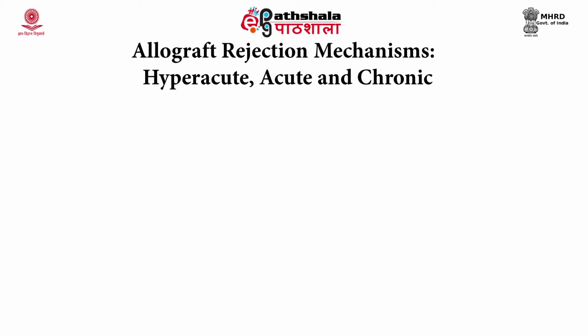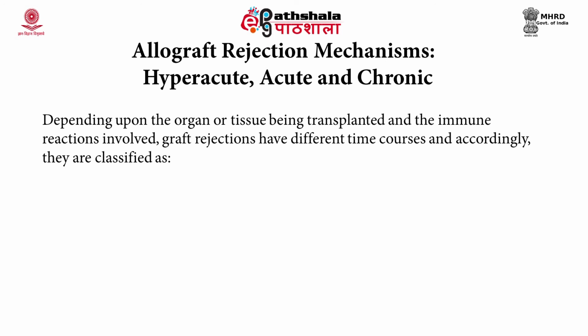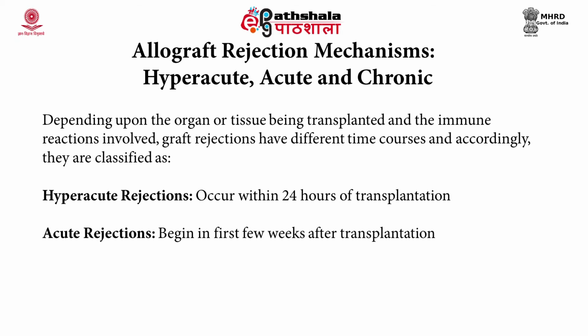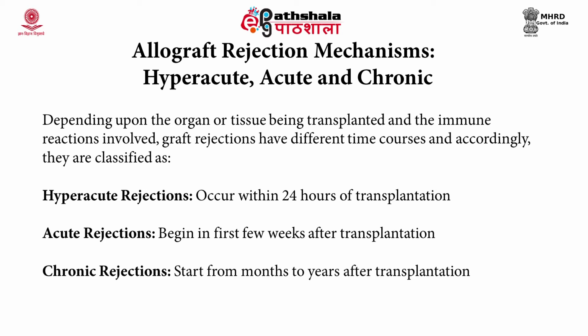histocompatibility antigens. Now, we will study the allograft rejection mechanism. Depending upon the organ or tissue being transplanted and the immune response involved, graft rejections have different time courses, and accordingly they are classified as hyperacute rejection, if the rejection occurs within the first 24 hours of transplantation, or acute rejection, that means the rejection begins in the first few weeks after transplantation, or chronic rejection, where the rejection starts from months to years after transplantation.